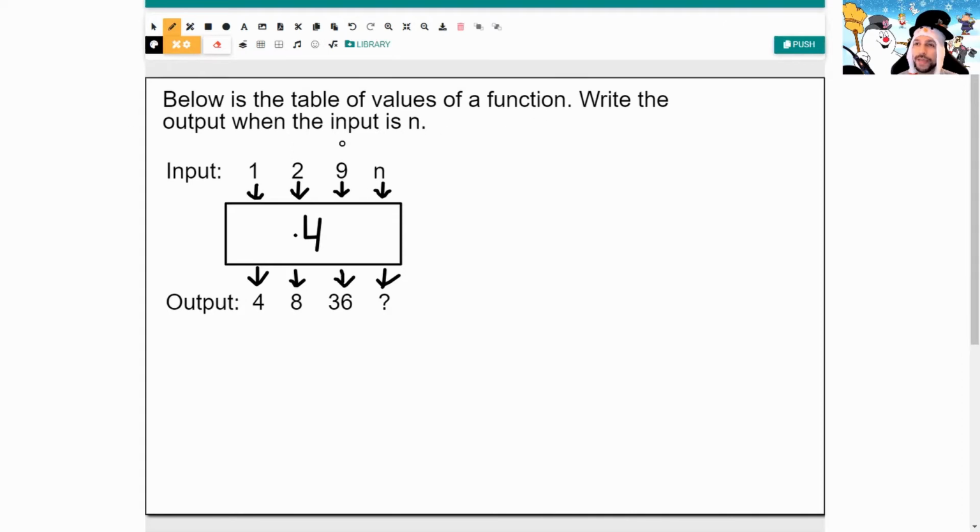So we need to know the output when the input is n, just a variable. Well, n times 4 is just 4n. So our answer is simply 4n. Let's do another problem, just to make sure we're familiar with how this works.